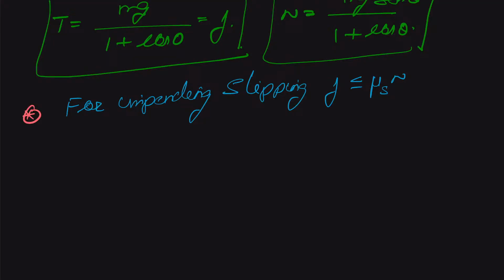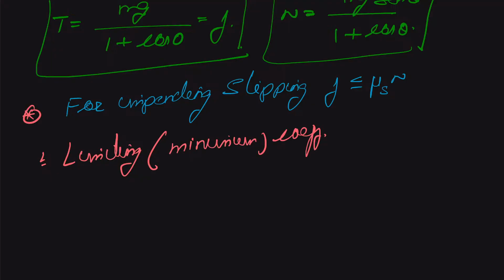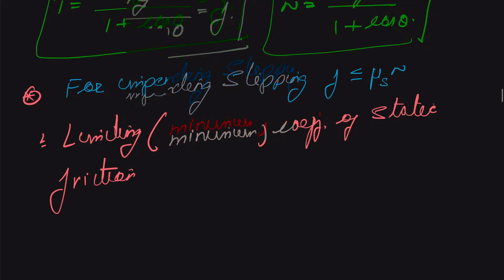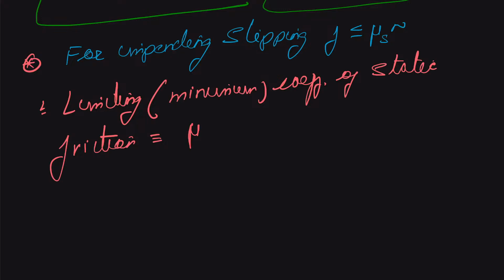So we can say the limiting or minimum coefficient of static friction: we can write that our coefficient times normal should be equal to F. And from here we can write the coefficient should be equal to friction upon normal. And we already know both these values.